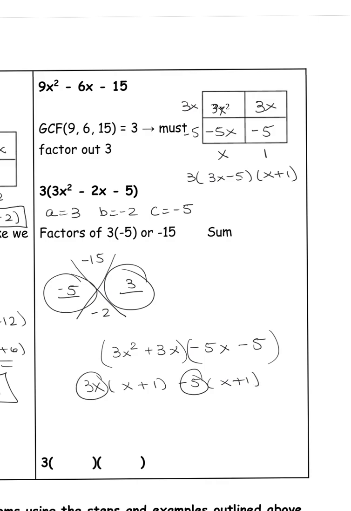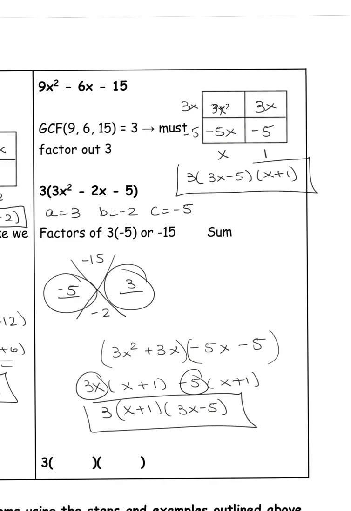Grouping our GCFs together, we get that x plus 1 times 3x minus 5. And then we can't forget about our GCF. So we get the same answer. Just going to write it again at the bottom: x plus 1, 3x minus 5.